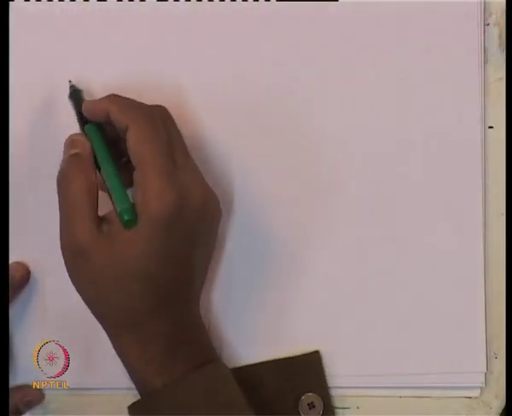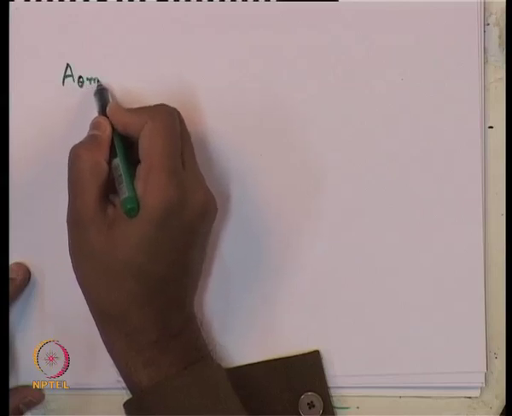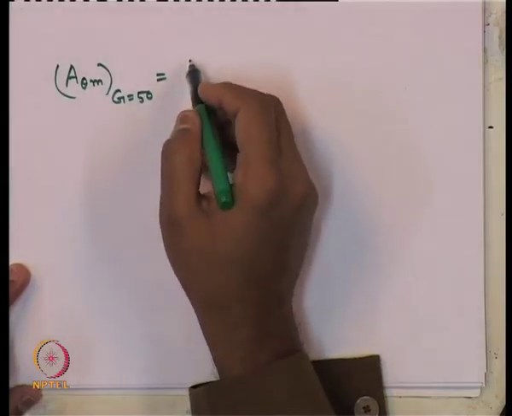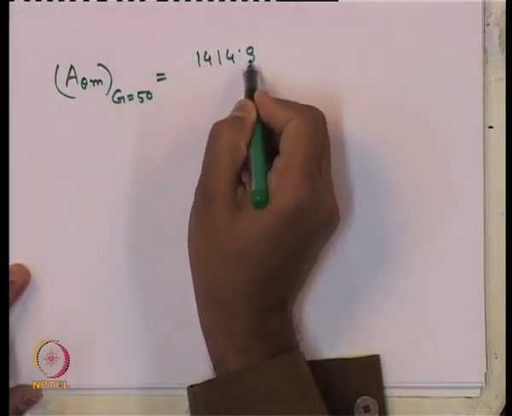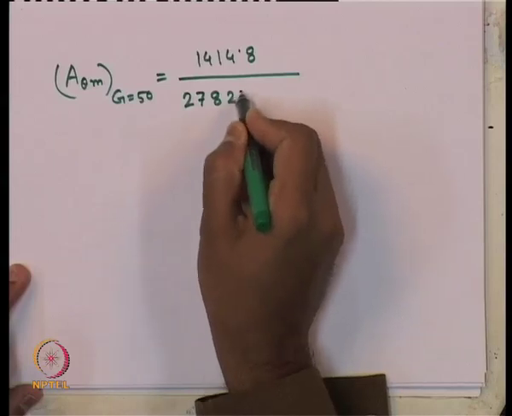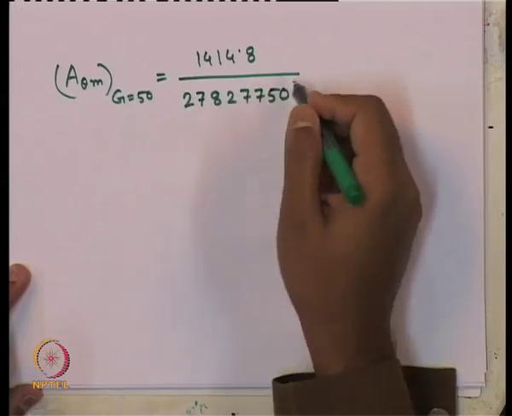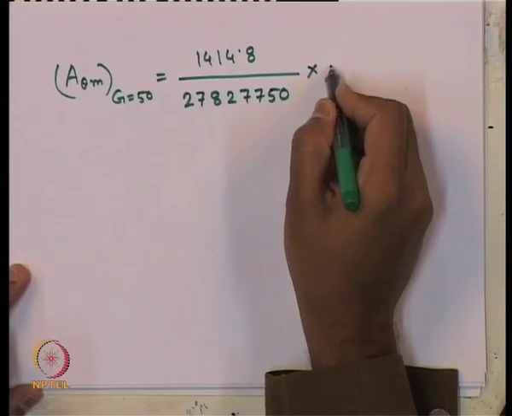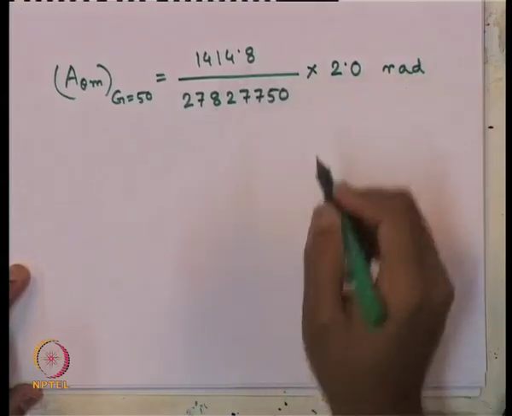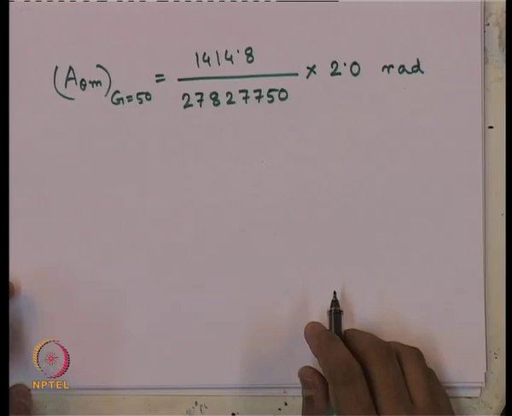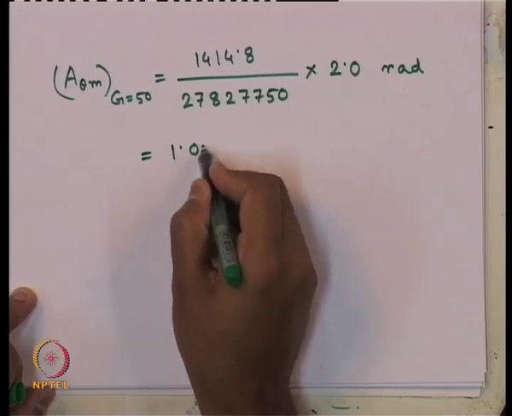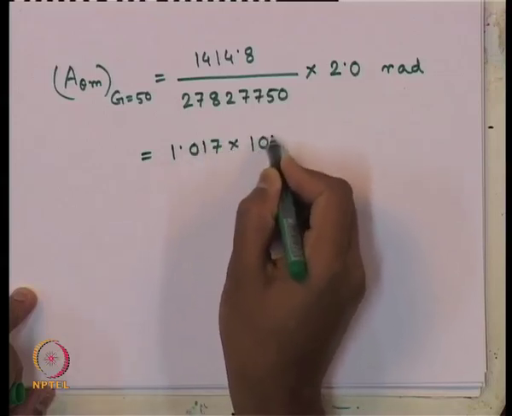We will get A theta m for the first type of soil as 1414.8 by 27827750 into m theta m, how much did we read? 2. So much of radian. Am I right? Units are consistent. So, it is giving us 1.017 into 10 to the power minus 4 radian.